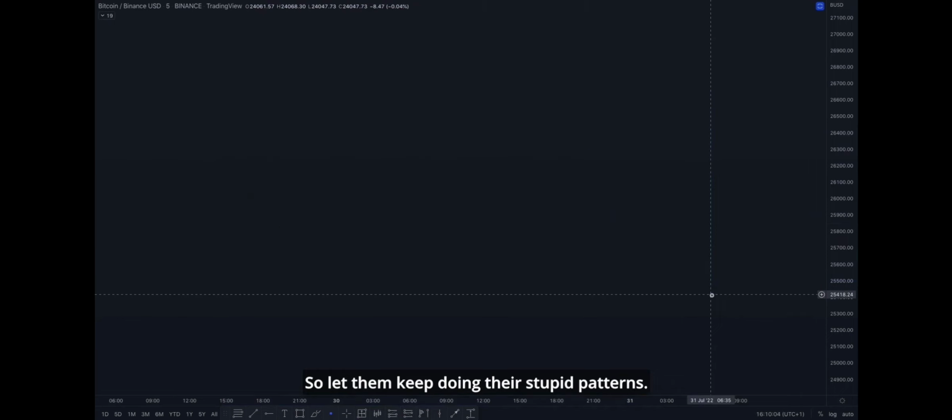So let them keep doing their stupid patterns. So anyway, back to the stupid patterns. Now, I'm not saying that a double top isn't something that happens quite often in markets. But for me, a double top is something I want to target with a long.